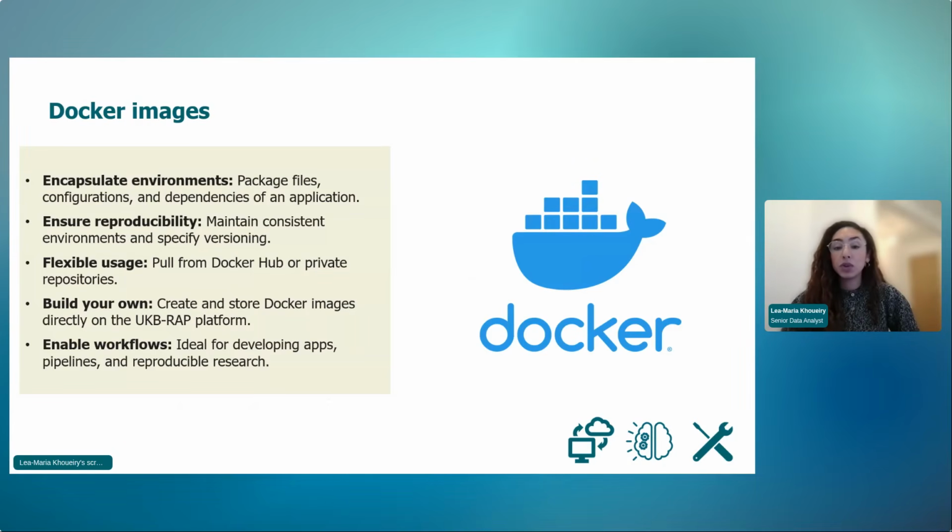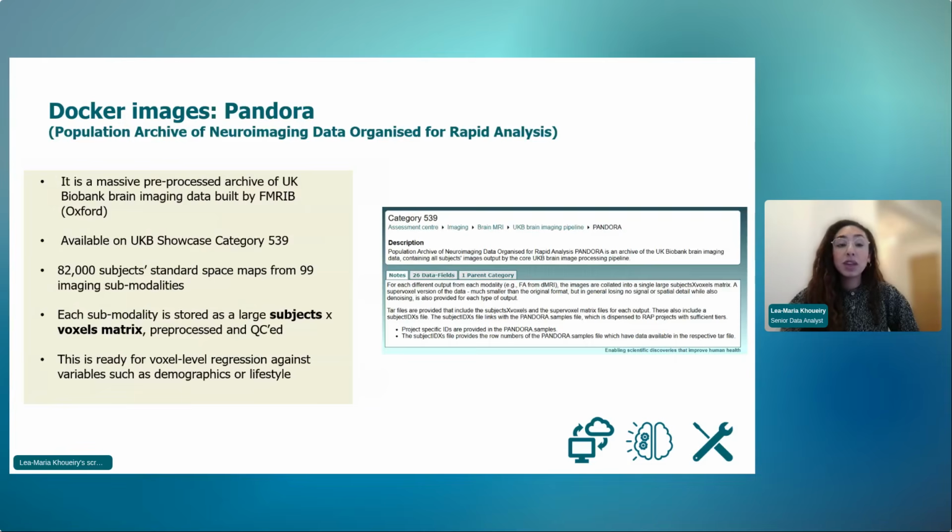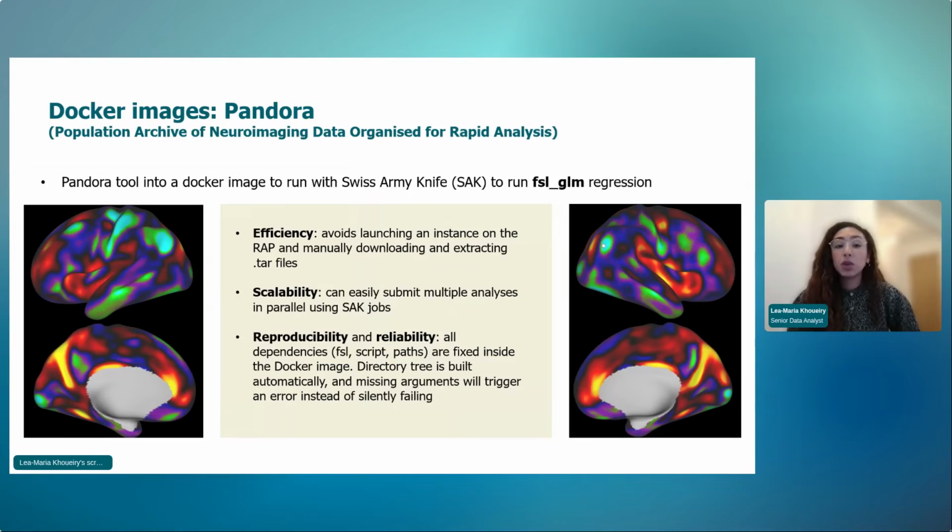So a use case of this is Pandora. Pandora data is now available and can be accessed on the RAP, and Steve went through it in his really nice talk. So to maximize the utility of Pandora and the ability of people to engage with the tool, we packaged Pandora into a Docker image, which helps streamline its use for its application on UK Biobank data. It has been built into a Docker image to use in conjunction with Swiss Army Knife on the RAP to run the FSL GLM regression.